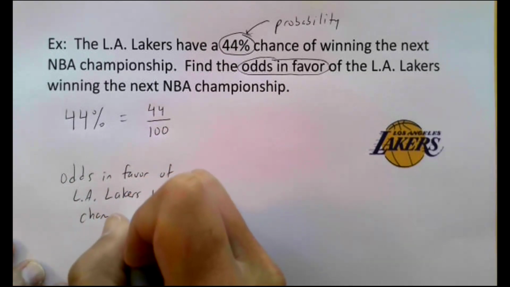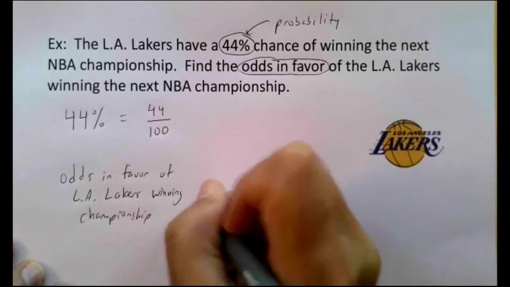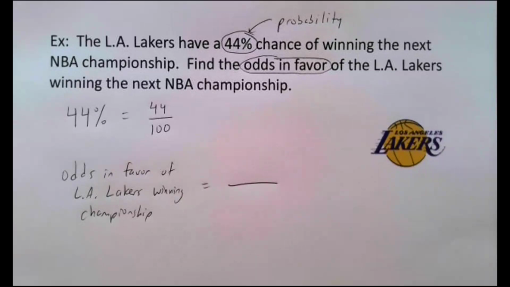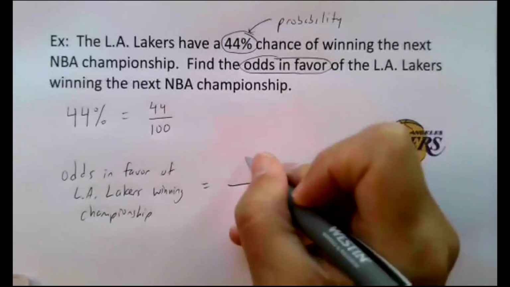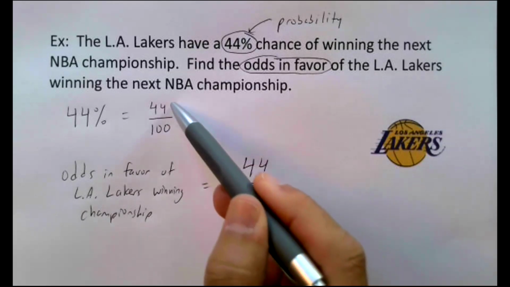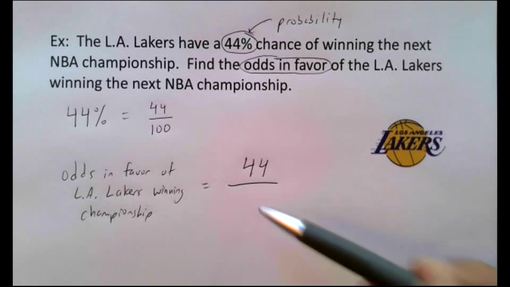Championship. Well, they win 44 times out of 100. That kind of means if we were able to replay that season many, many times, say we replayed that season over and over again 100 times, we would expect the Lakers to win 44 of the championships. But what we want to put down here is not 44 over 100. It's 44. It's winning over not winning. This is winning over total. This is winning over not winning.